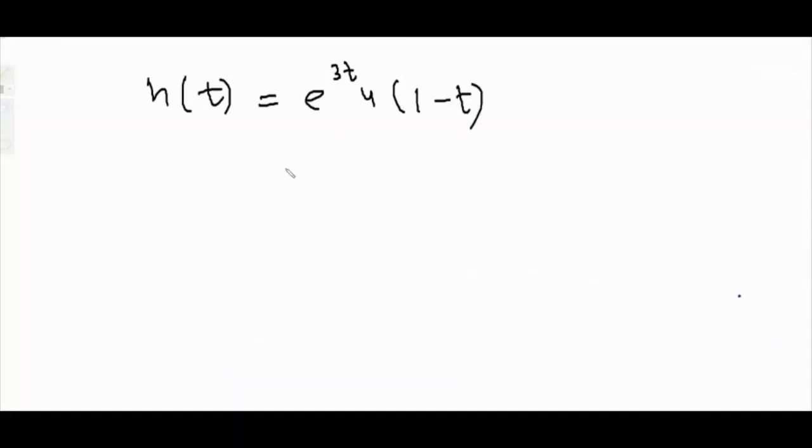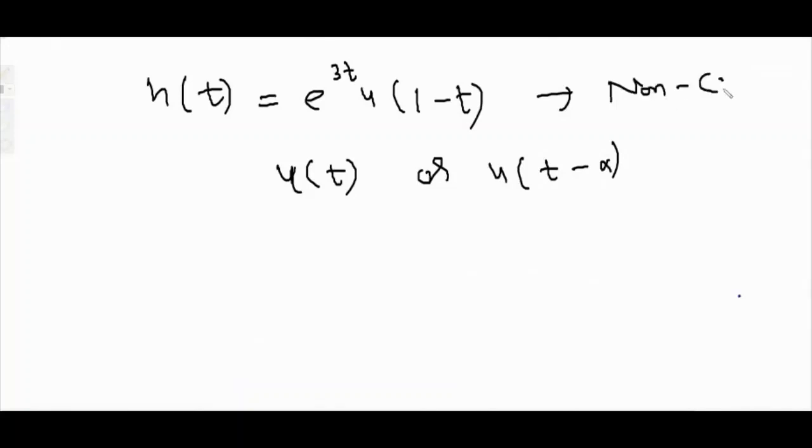Okay, our form is u(t) or u(t-alpha). This is 1 minus t, right? It is not of the form u(t-alpha). It is alpha minus t. Therefore, the answer is non-causal.